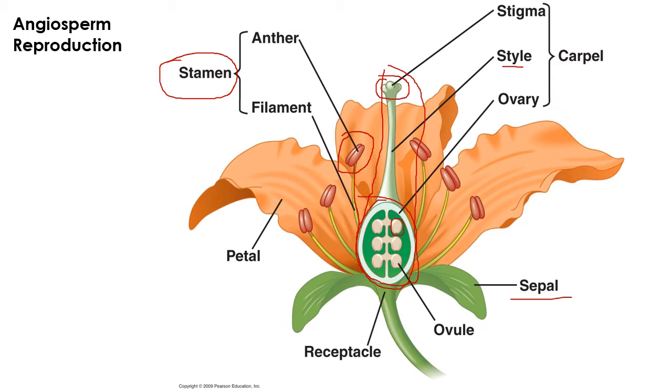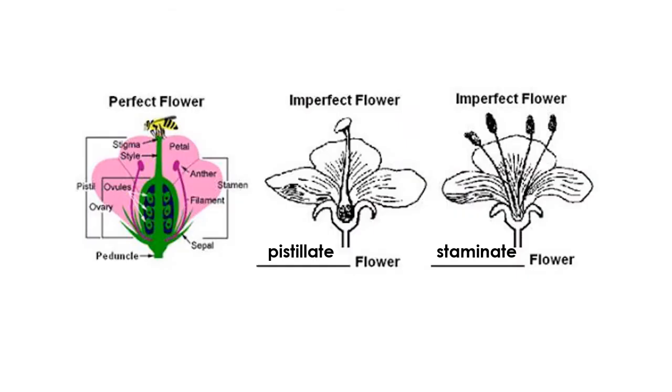So those are the different structures in a flowering plant. Now, flowering plants don't always have all of both the male and female parts of the flower on the same flower, on the same structure. If we do, we call that a perfect flower. So if we have the ovary and the style and the stigma and everything, and the stamens, all in the same flower, we call that a perfect flower.